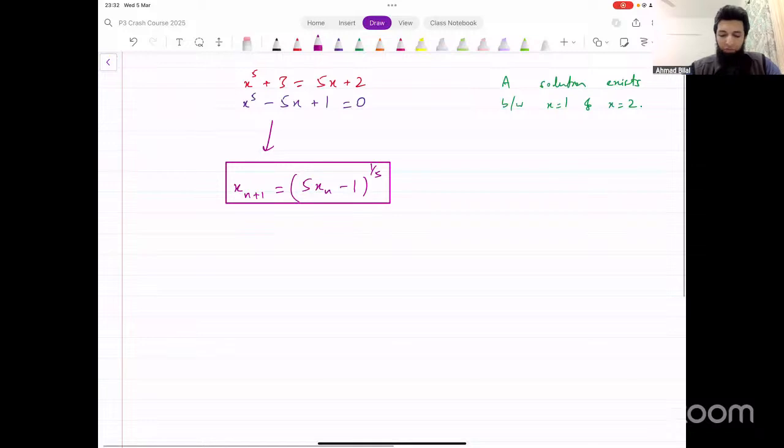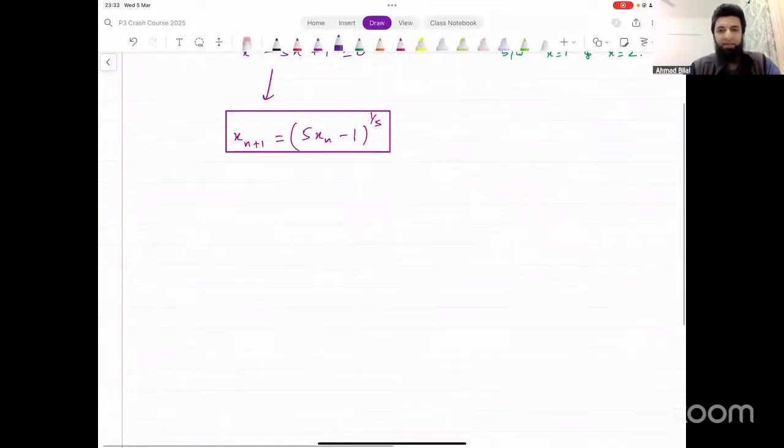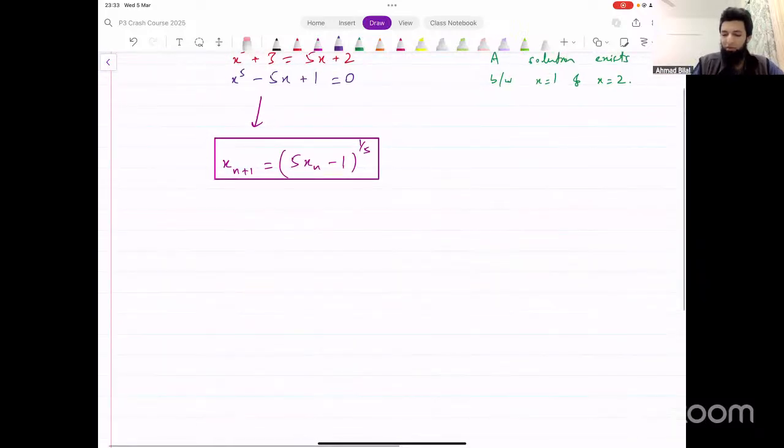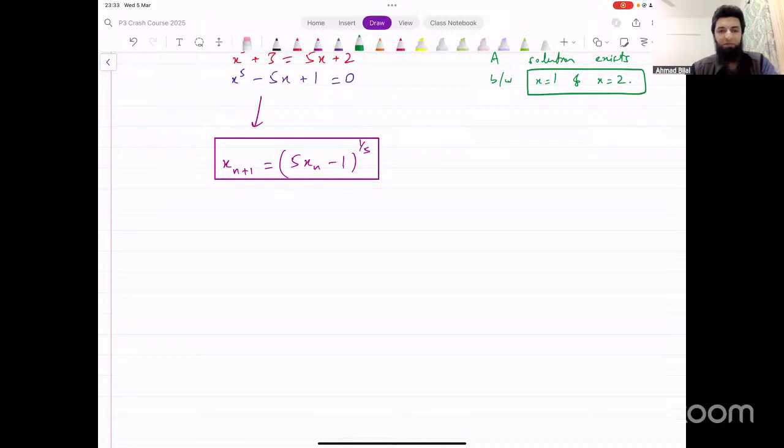Now, how do you use this iterative formula to find the actual solution? You need a starting point for this. This formula requires a starting point, your best guess about the actual solution. Until now, you only know that the solution is somewhere between x equals 1 and x equals 2. It could be any value between those two. What would be your best guess about the solution?